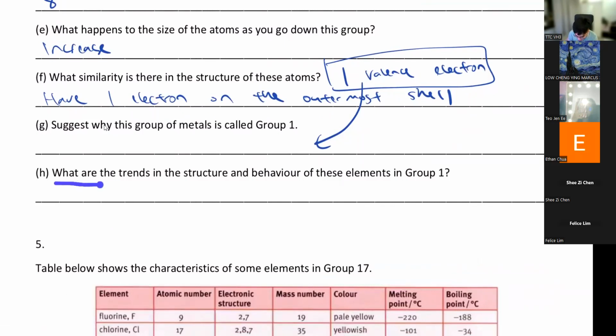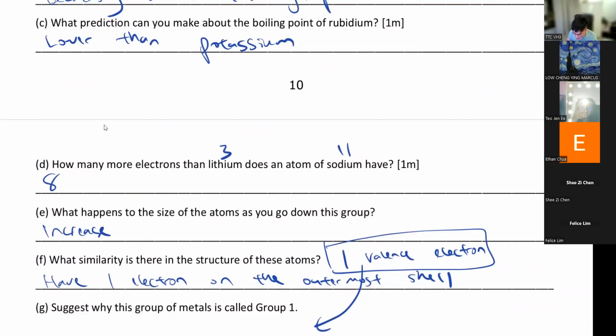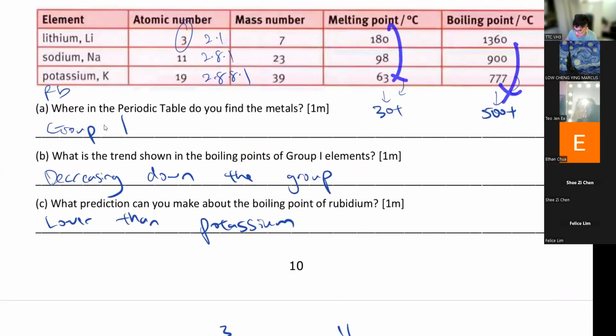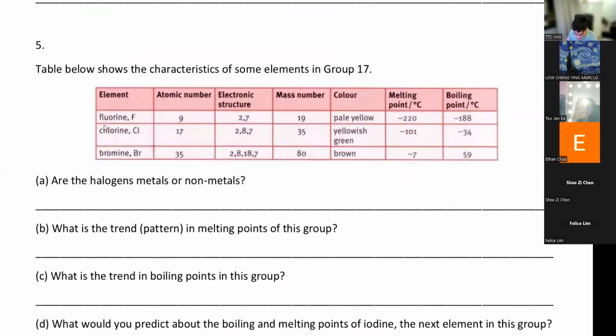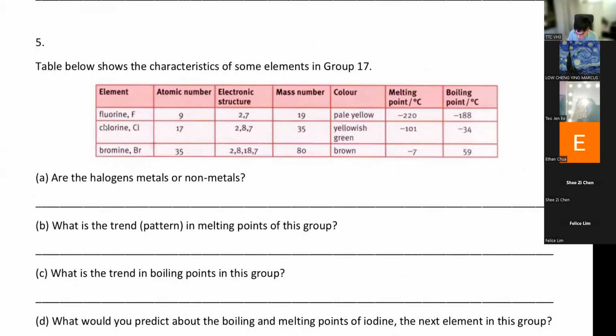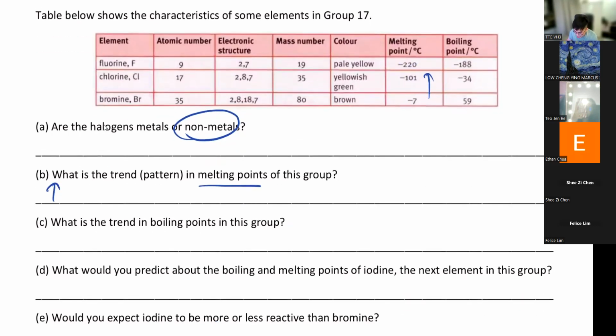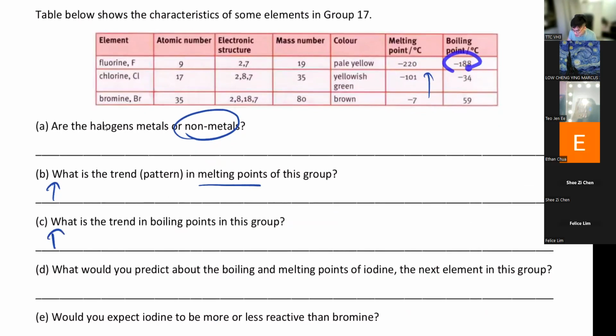All right, so what are the trends in the structure and behavior of group 1? I already mentioned this, so I'm going to skip it. Boiling point decreases, melting point decreases, atomic number increases, mass number increases. Let me just give you the answer for number 5. Are halogens metals or non-metals? They are non-metals. What is the trend of the melting point? The melting point increases, right? From negative 220 to negative 101 to negative 7, it increases. Boiling point increases as well, from negative 188 to negative 34 to 59.